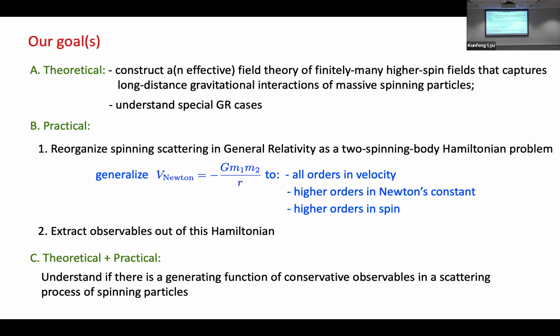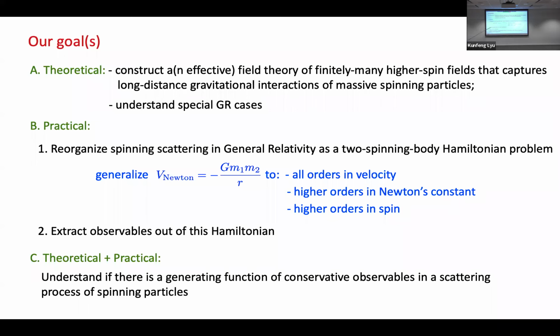From a practical point of view, the goal is somewhat related to the one yesterday. Start with Newton's potential, generalize it to all orders in velocity for relativistic invariance, to as high an order in Newton's constant as we can. Today is going to be just the next non-trivial order. And as many orders in spin as we can. We are going to go all the way to 5, which is more than has been done before.